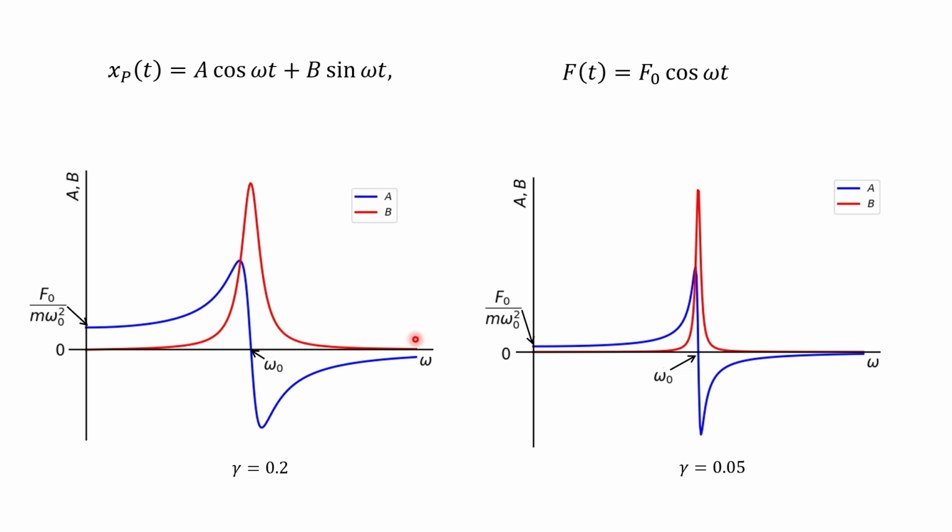On the x-axis we have driving frequency omega. The plot on the left-hand side corresponds to the system with larger damping, and the plot on the right-hand side corresponds to the system with a small damping. We will now consider some limiting cases.